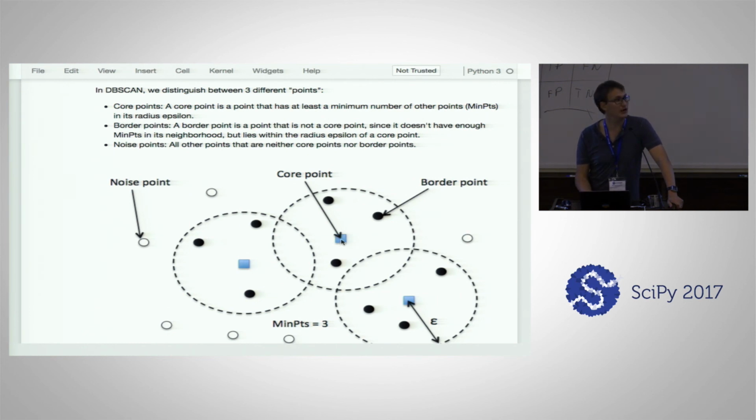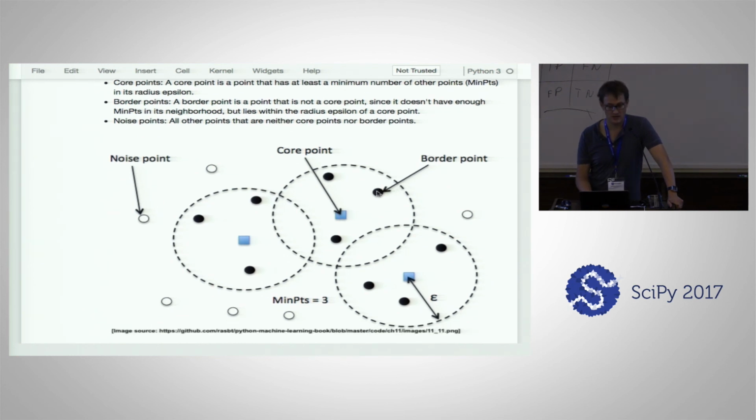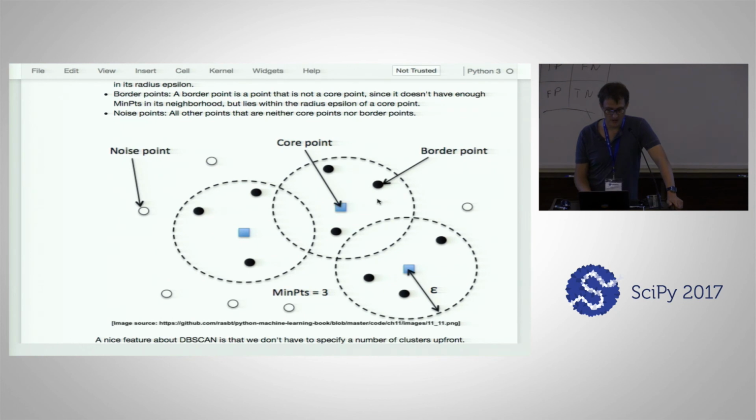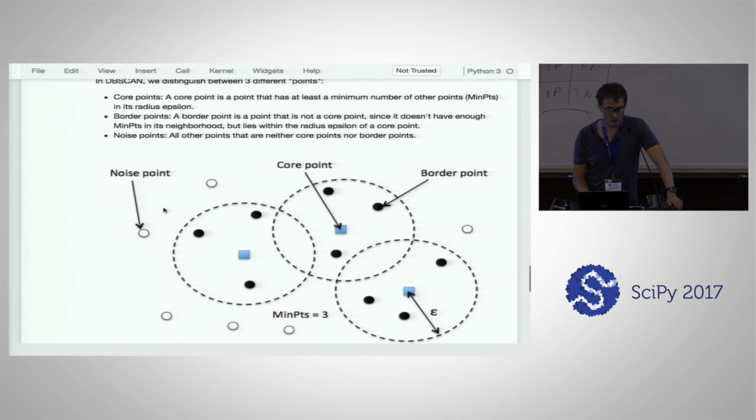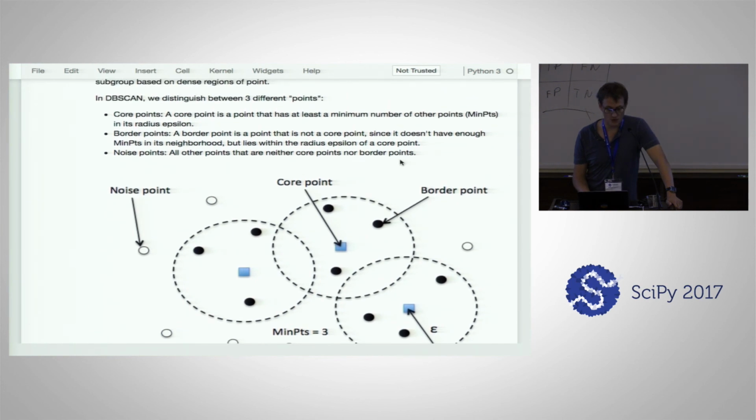This one is also a core point. This one is also a core point. Now, this one is another type of point which people call a border point. A border point meaning that it has samples within the radius, but it doesn't have enough. So typically, these are points that are going to be at the border of the clusters. Makes sense. And then you have some points which are noise points that are neither core points nor border points.